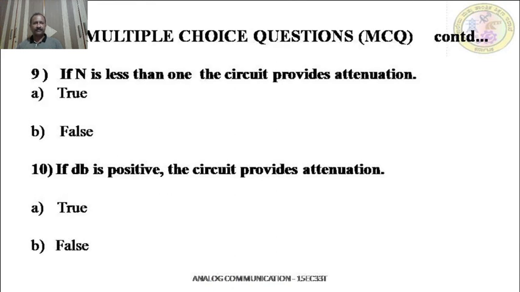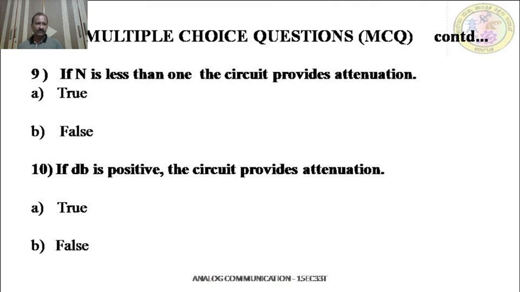Next, ninth, if N is less than 1, the circuit provides attenuation. A, true, B, false. In this case, answer is false. If N value is less than 1, that circuit provides amplification or gain.